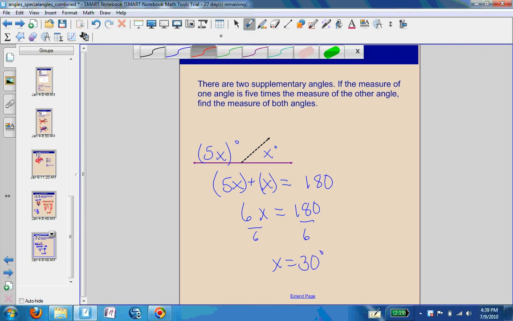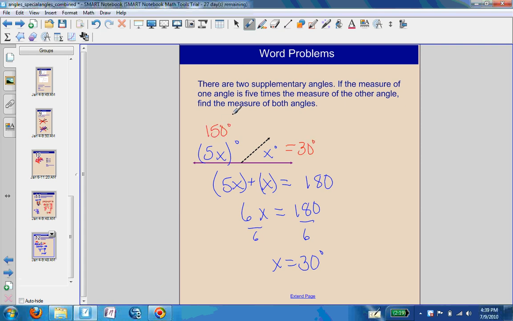So now I know that x is 30 degrees. So 5 times 30 is 150. And my check step is adding those together. And sure enough, this is really easy. 150 plus 30 is 180. And we know those two angles should add up to be 180 degrees since they are considered supplementary. And that's the end.